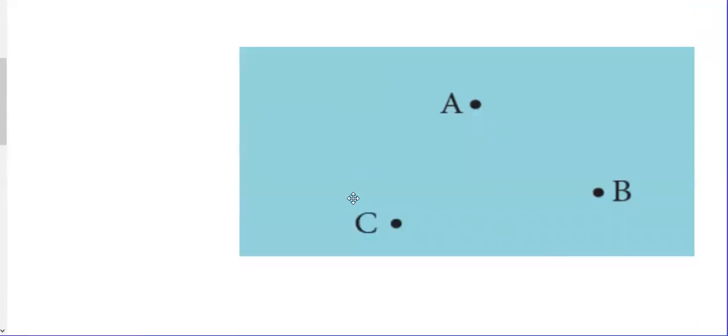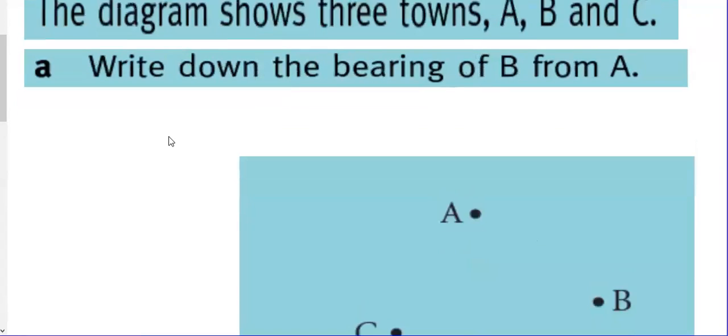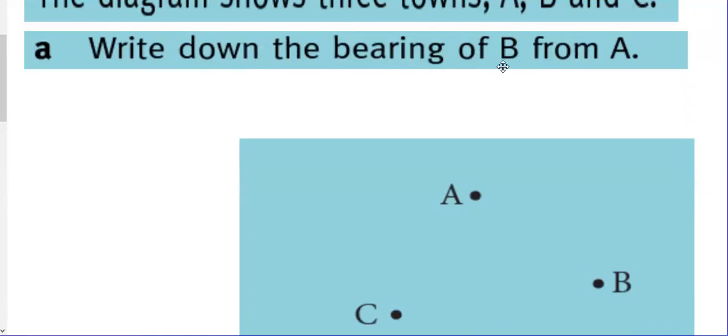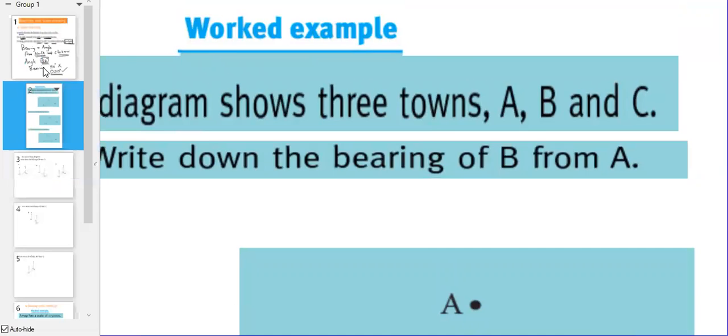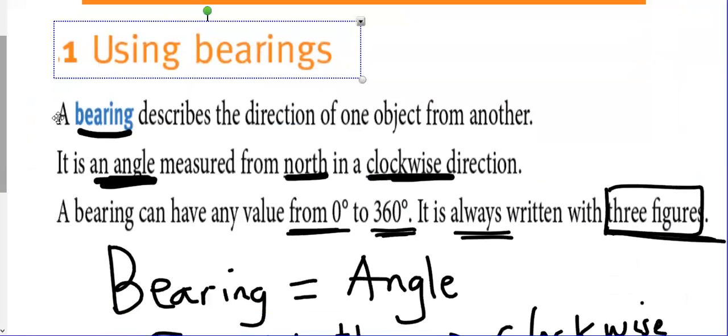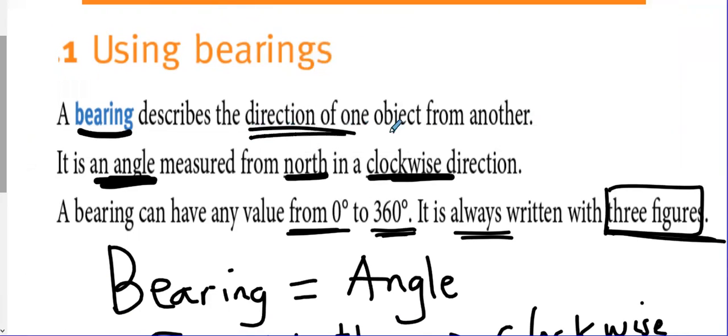On this diagram there are 3 towns, which are A, B, and C. The question is, write down the bearing of B. Remember what I said? Bearing describes the direction of one object from another.